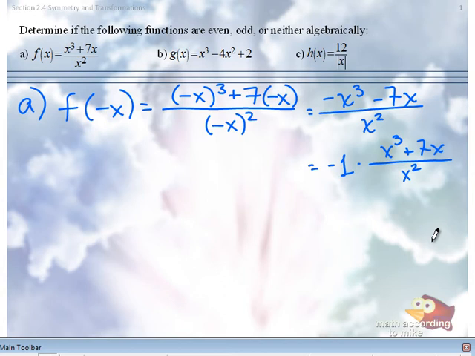One more time, please. Because remember, you have to square the negative and the x. Is that okay? Sure. Odd.